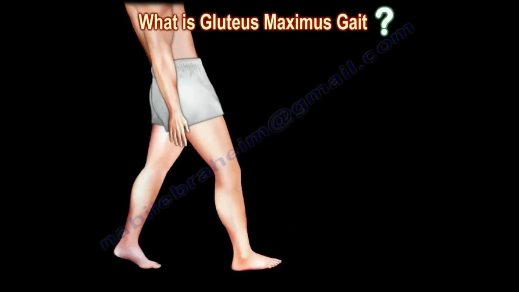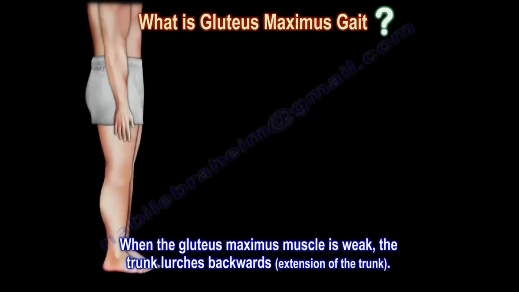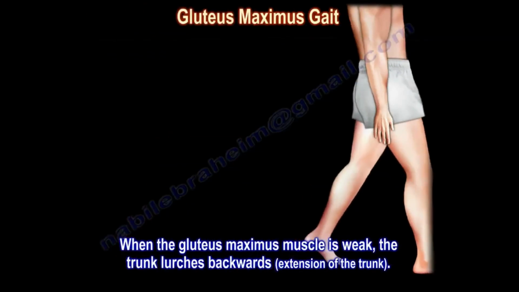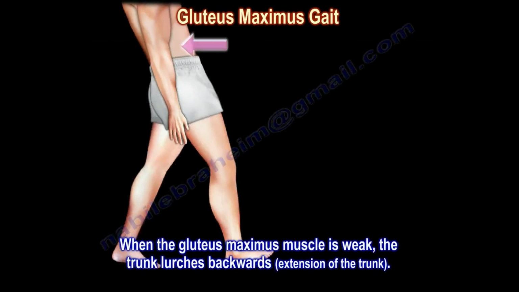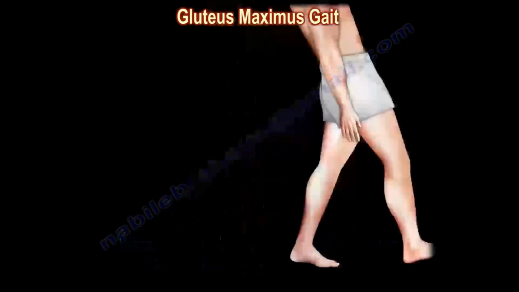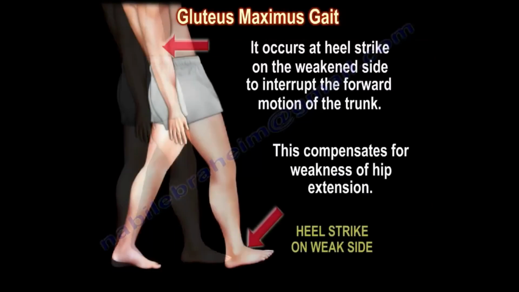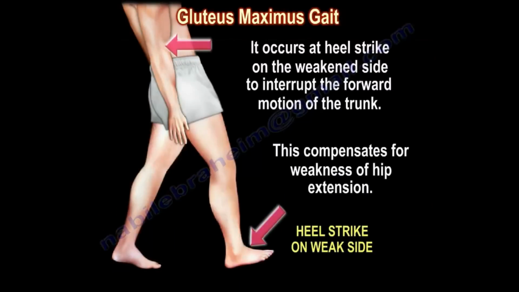What is a gluteus maximus gait? When the gluteus maximus muscle is weak, the trunk lurches backwards. There will be extension of the trunk. It occurs at the heel strike on the weakened side to interrupt the forward motion of the trunk. This compensates for weakness of hip extension.